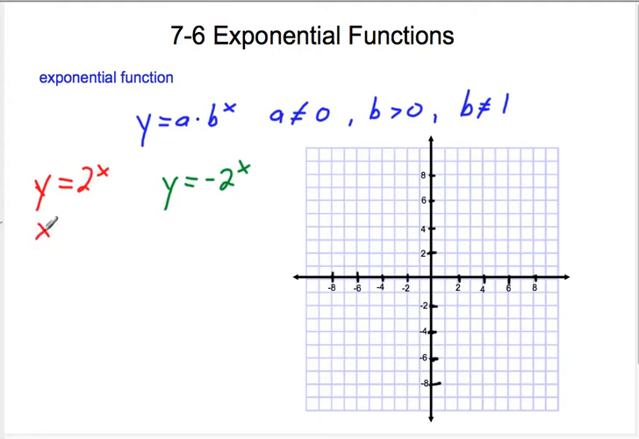So the a is 1, the b is 2, and the x is the x. So one thing we can do here is make an xy chart. If x is 0, we know that 2 to the 0, or anything to the 0, is 1. If x is 1, then this is 2. If x is 2, then y is 4, and for 3, we get 8. So let's start by plotting these points. So 0, 1, 1, 2, 2, 4, and 3, 8.